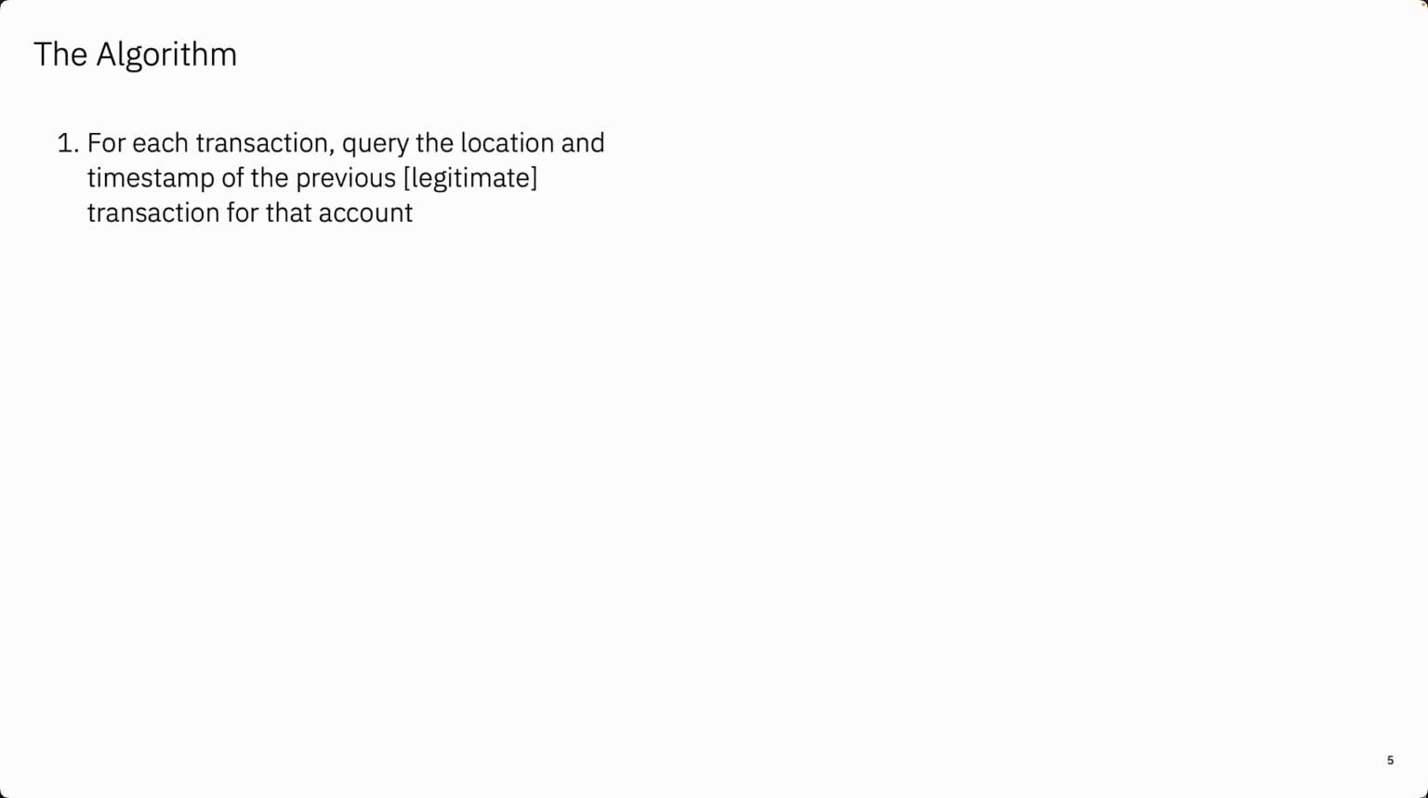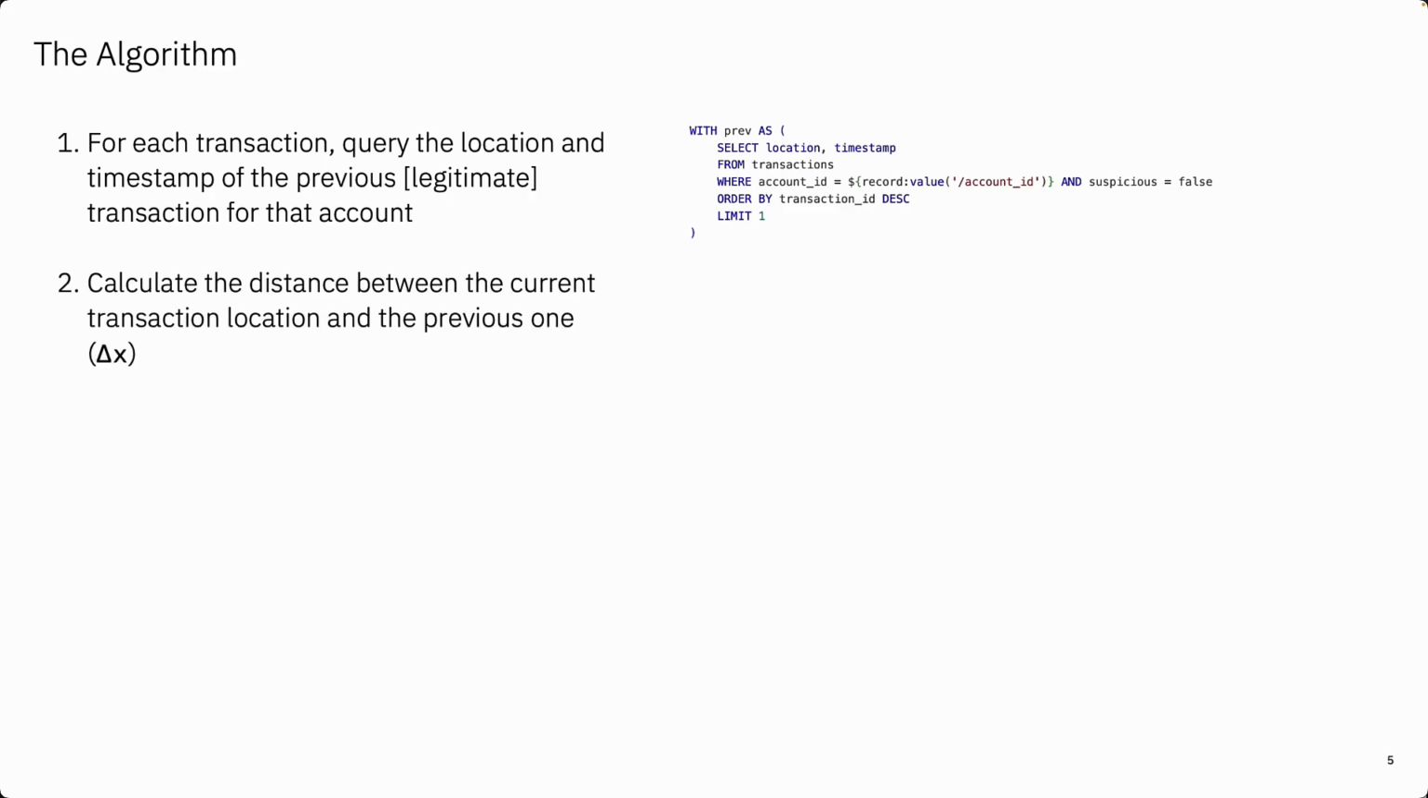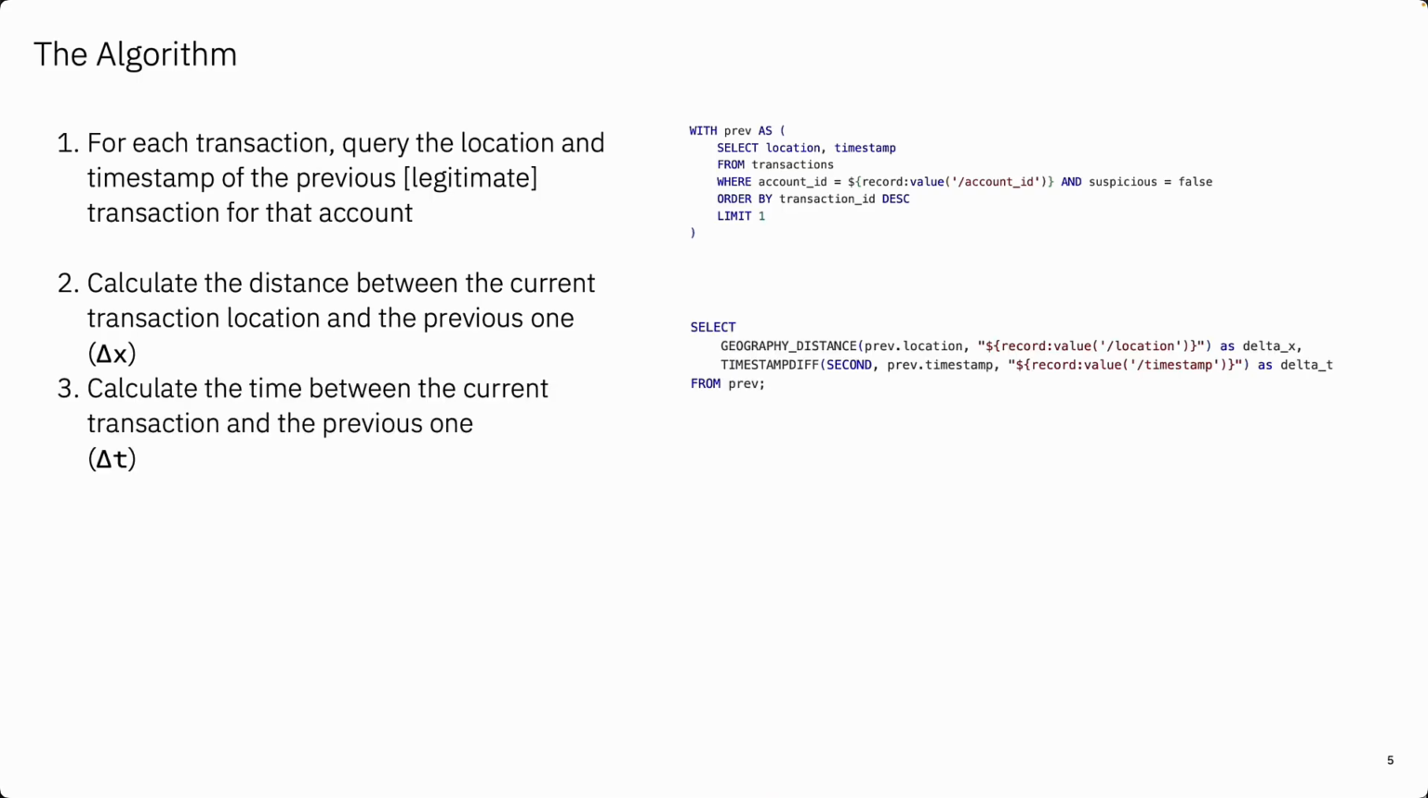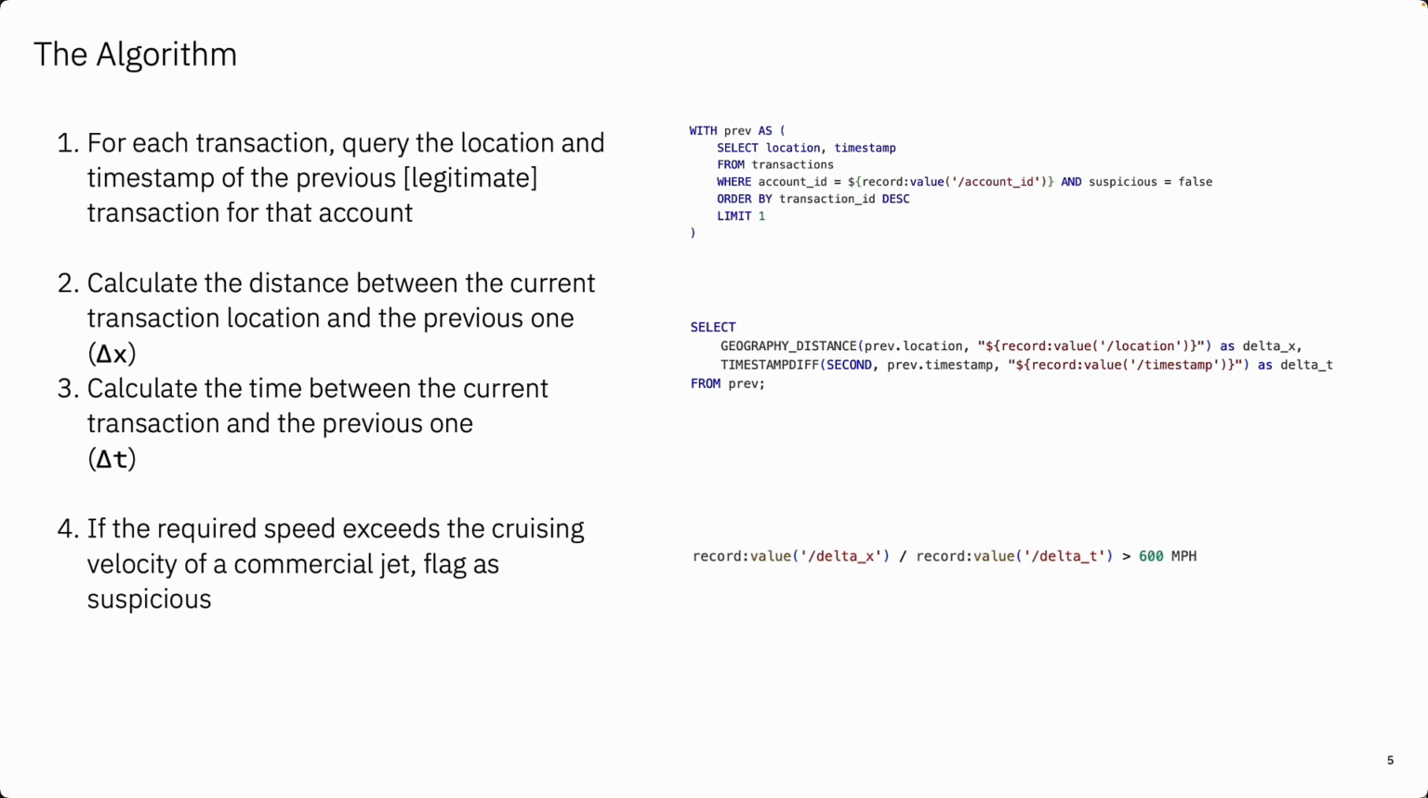Now, let's build an algorithm for our pipeline. For each transaction, we will query the location and timestamp of the previous legitimate transaction made by the same account. We will calculate delta x, the distance between the current and previous transaction locations, and delta t, the time difference between the two transactions. Finally, we'll divide delta x by delta t to calculate the required speed. If this speed exceeds the cruising velocity of a commercial jet, we'll flag the transaction as suspicious.